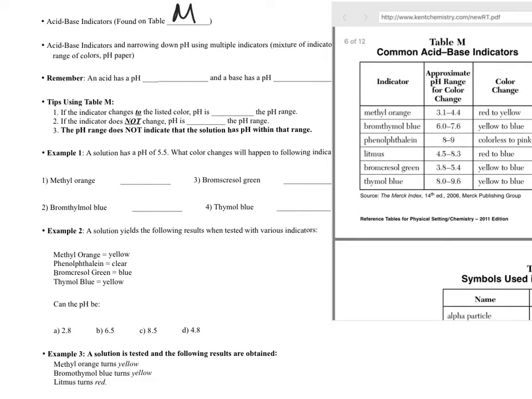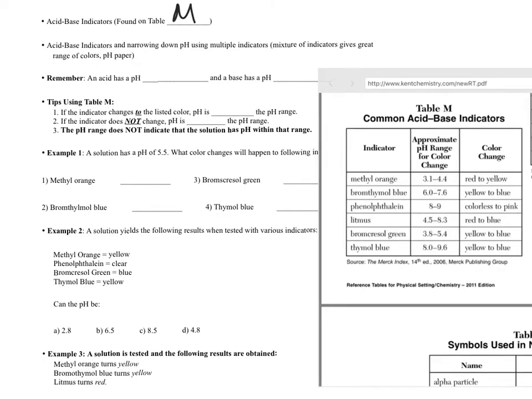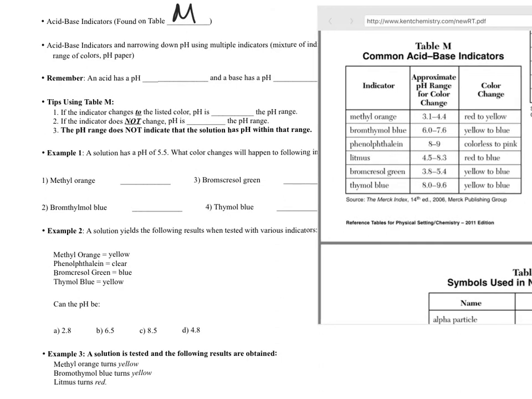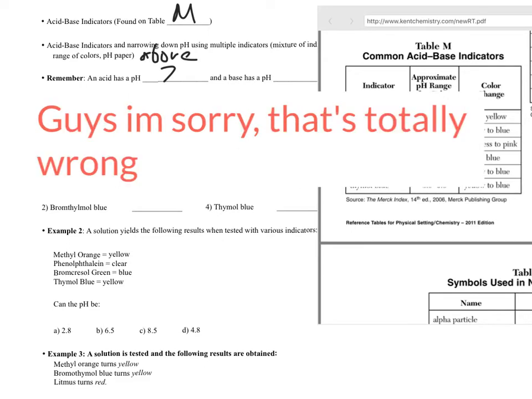Okay, cool. So, acid-base indicators, it says, indicators narrowing down pH using multiple indicators. They give a great range of colors, and they help us essentially narrow down and give us clues as to what kind of pH a substance has. So the most important parts are to remember that an acid obviously has a pH of above 7, if you remember that from biology, and a base has a pH of below.